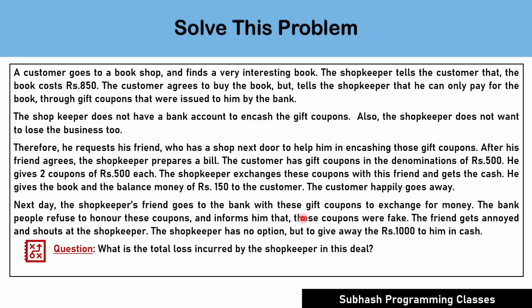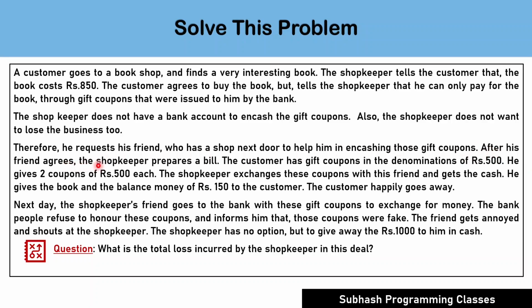Read the problem statement carefully. A customer goes to a bookshop and finds a very interesting book. The shopkeeper tells the customer that the book costs rupees 850. The customer agrees to buy that book but tells the shopkeeper that he can only pay for the book through gift coupons that were issued to him by the bank. The shopkeeper does not have a bank account to encash the gift coupons. Also, the shopkeeper does not want to lose the business too. Therefore, he requests his friend who has a shop next door to help him in encashing those gift coupons.